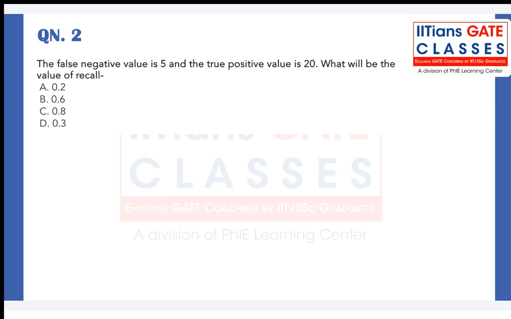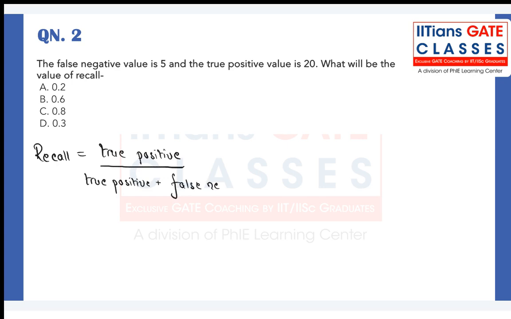So here it says that you are given a false negative value of 5 and the true positive value is 20. What will be the value of recall? So it's very simple. You just have to recall the formula of recall. Okay. So what is recall? Recall is nothing but true positive, right? Divided by true positives plus false negative.